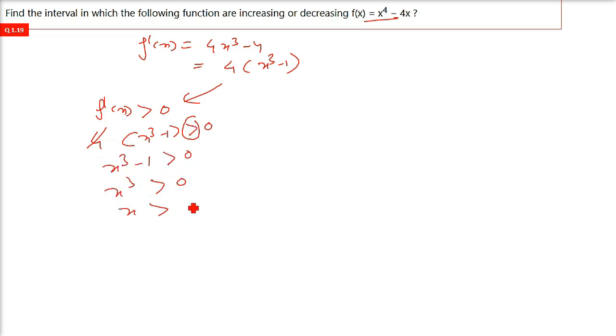and x cube greater than 1 means what? x is greater than 1. Okay, so that is 1 to infinity. Anything which is greater than 1 goes up to infinity. So it belongs to 1 to infinity. Here this function is increasing.